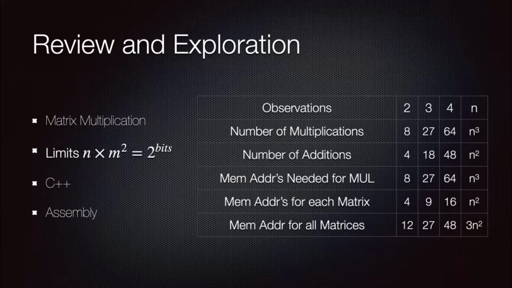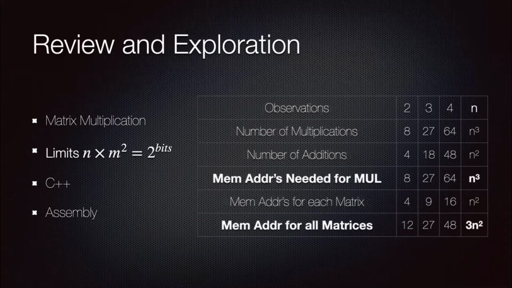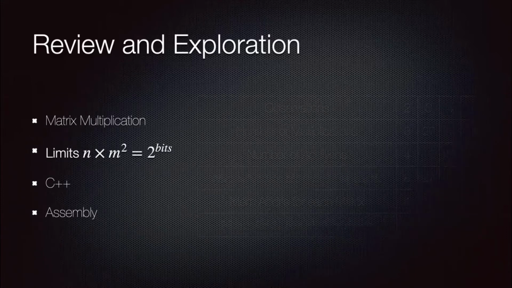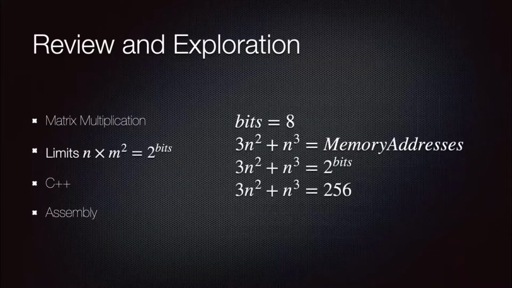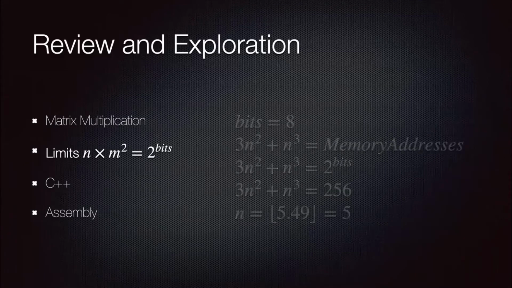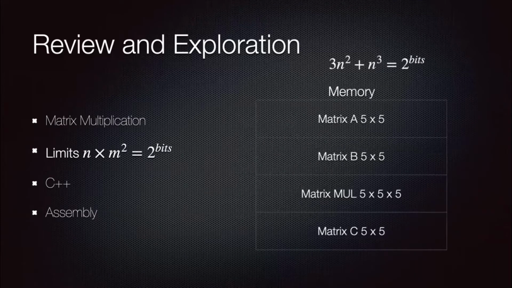Now let's find out how much memory we need just to store our matrices. We need space for 3 n by n matrices and temporary space for our multiplications. So for a given n, we need this many memory addresses. Back to our 8-bit example. If we also use 8 bits to determine how many memory addresses we have, and then solve for n, at most we can only compute matrices up to 5 by 5. Visually speaking, this is our memory limit, excluding whatever else we may need to keep track of.